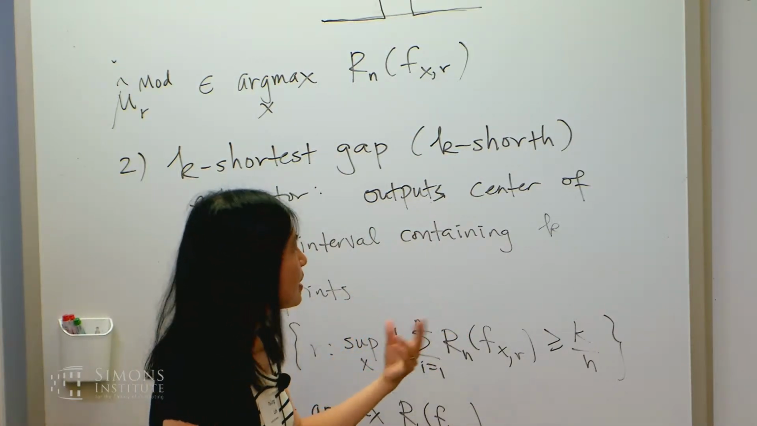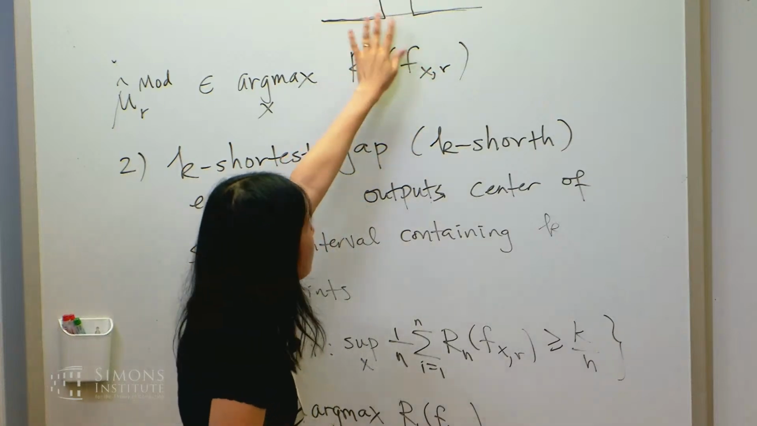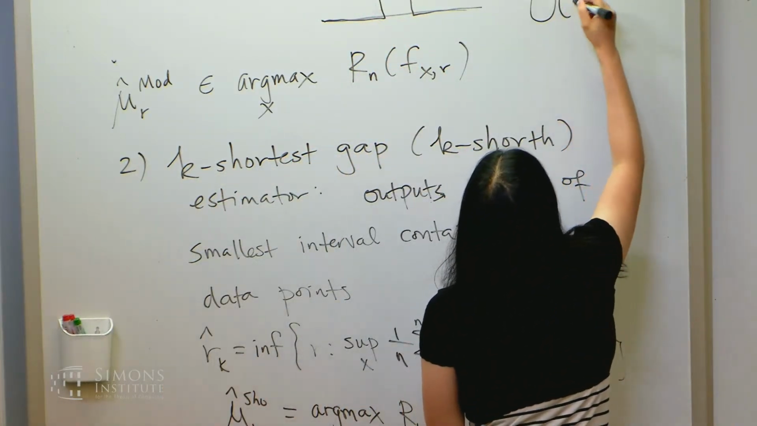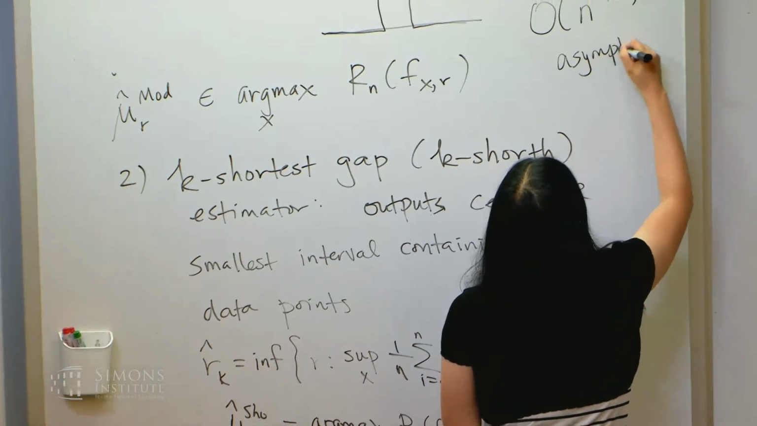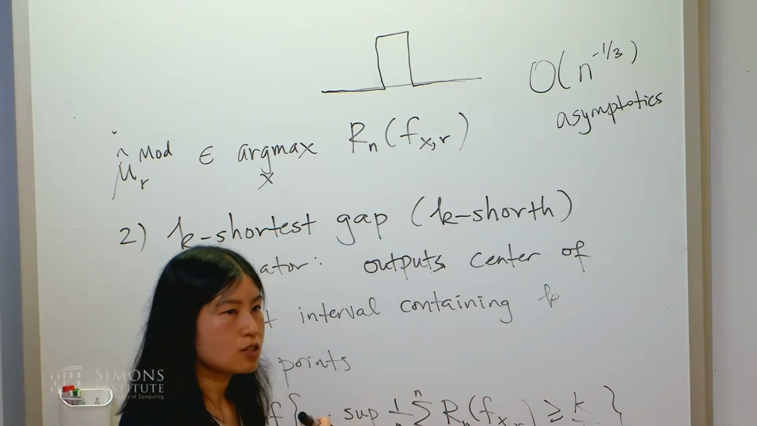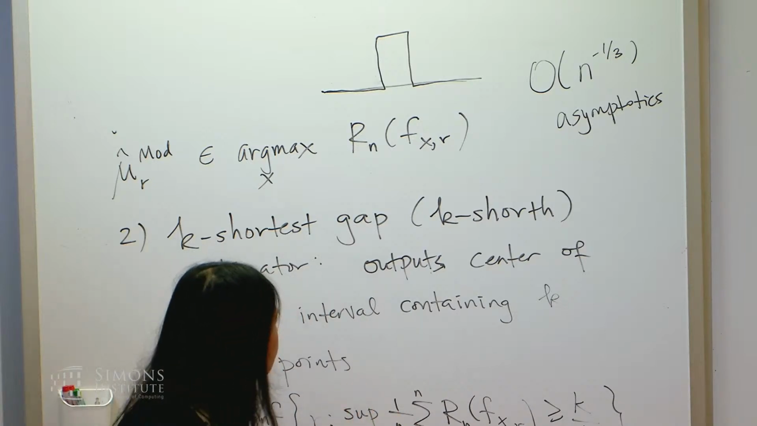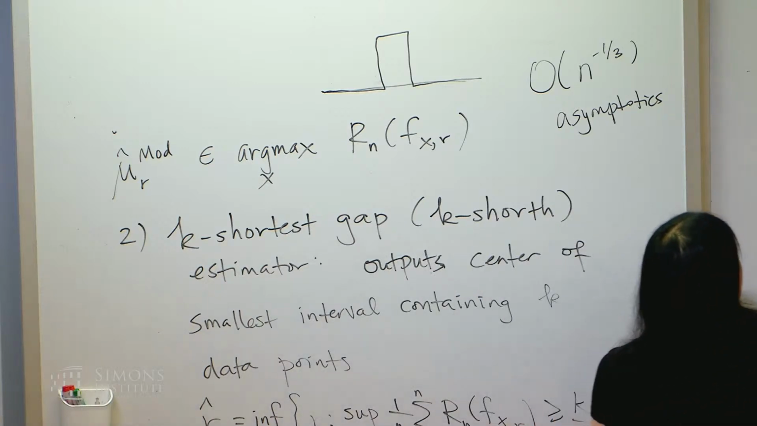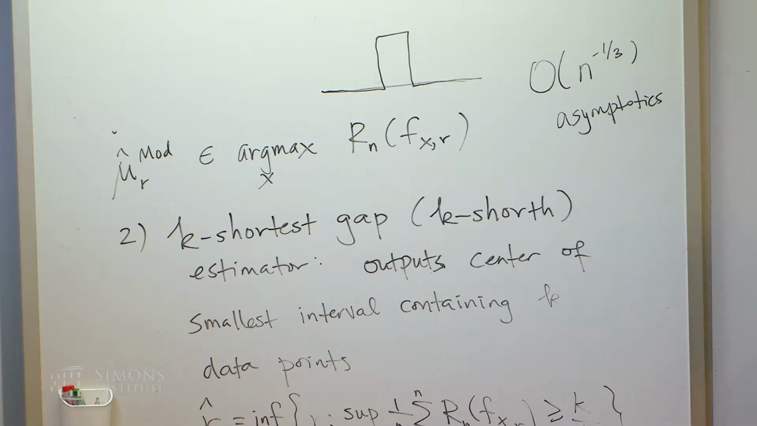Historically, Chernoff had some derivations for the behavior of the modal interval estimator in his 1964 paper, where he showed order n to the negative 1/3 asymptotics. Usually things converge at rate order n to the negative 1/2, and he showed that it's a slower convergence, and the limiting distribution is not normal. Then in the 70s, people looked at this shorth estimator, in the setting of k equals n over 2. This is the more classical setting.